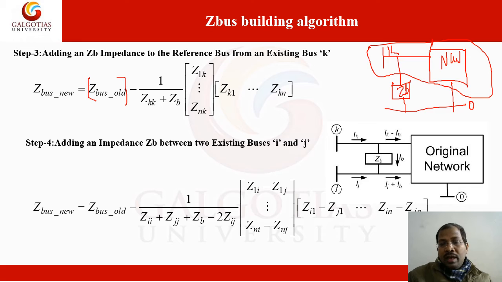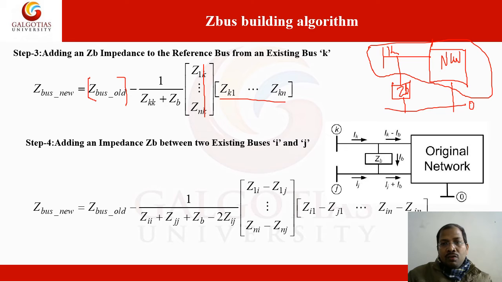So Z bus new is Z bus old minus 1 by ZKK, which we have to take from the old Z bus, plus ZB, and we have to select the kth column and kth row from the old Z bus. So from this Z bus we select the kth column and kth row, multiply and simplify. This is the third step.